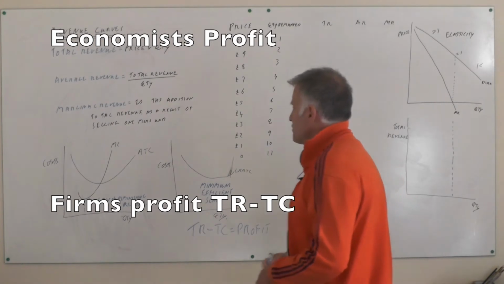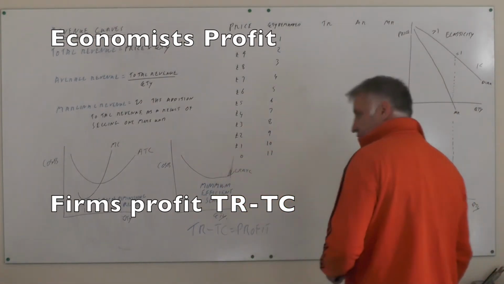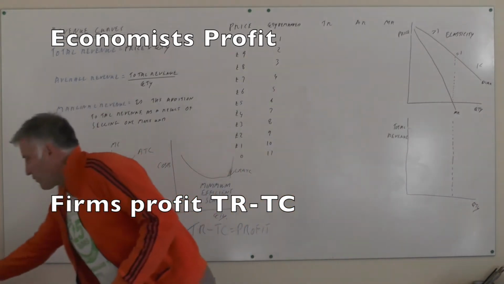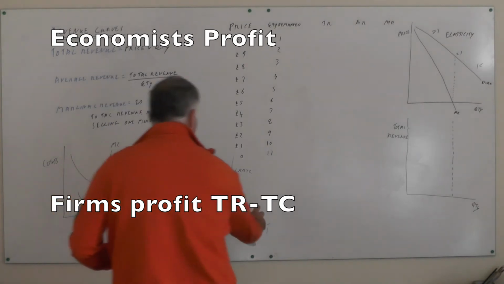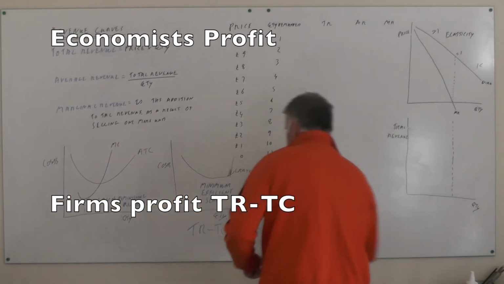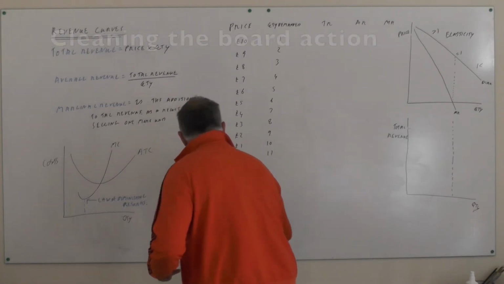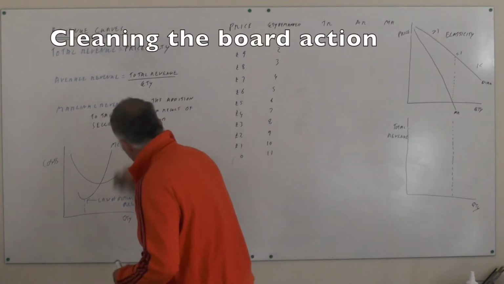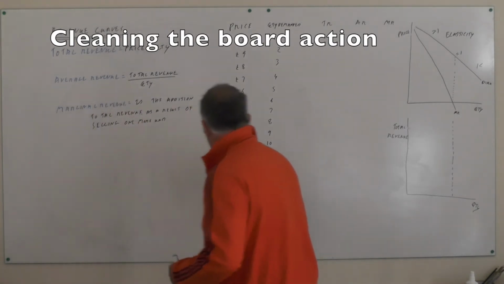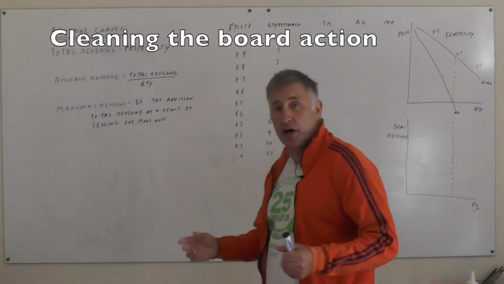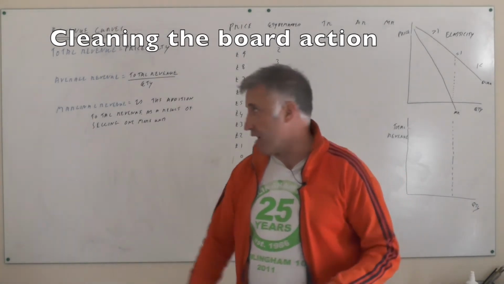So this is this bit on here, and if I can find my board cleaner, I'm just going to wipe those off to clear the board up a bit, because what we really want to do now is look at revenue. This is a pretty straightforward lesson. When you get the revenue lines on and the total cost line or average total cost line, we can start to work out profit and everything else.